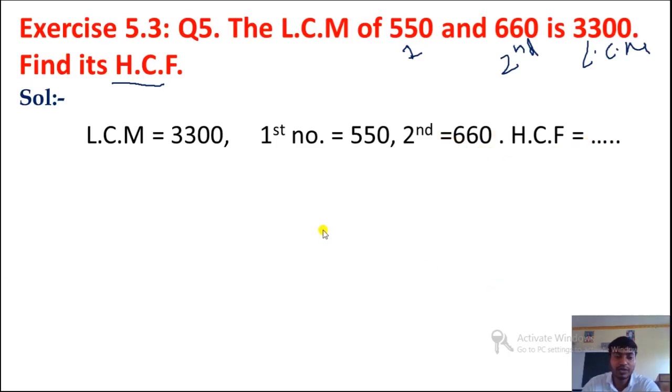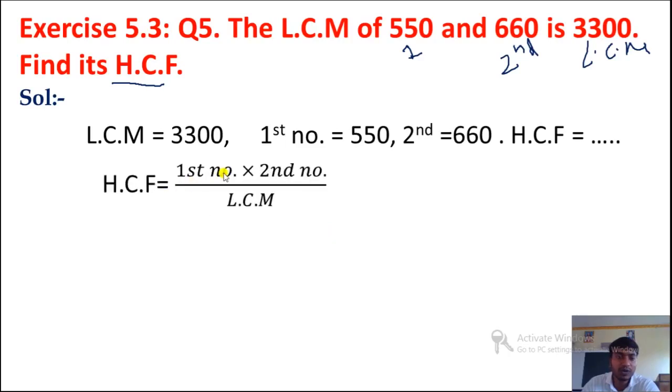So you know very well what is the formula to find HCF. HCF equals first number into second number divided by LCM. Now we have to use the values. First number we have 550, into second number we have 660, divided by LCM, and LCM we have 3300. Now reduce the terms. This 0 cancels with this 0, this 0 cancels with this 0. Now 33 ones are 33, 33 twos are 66.